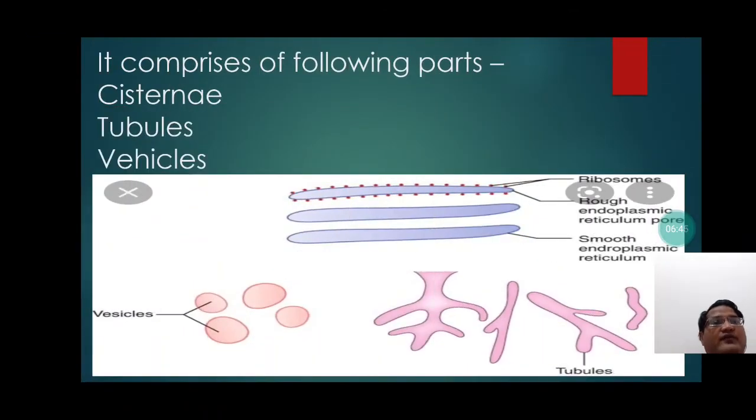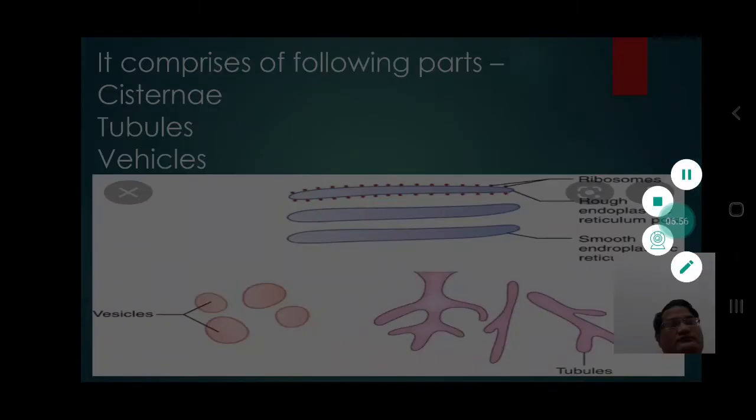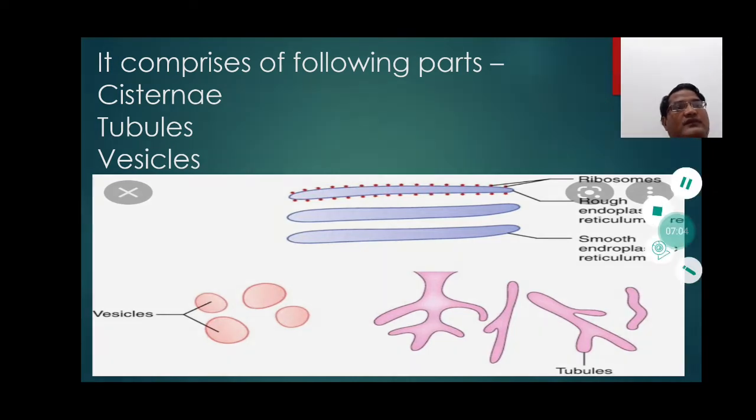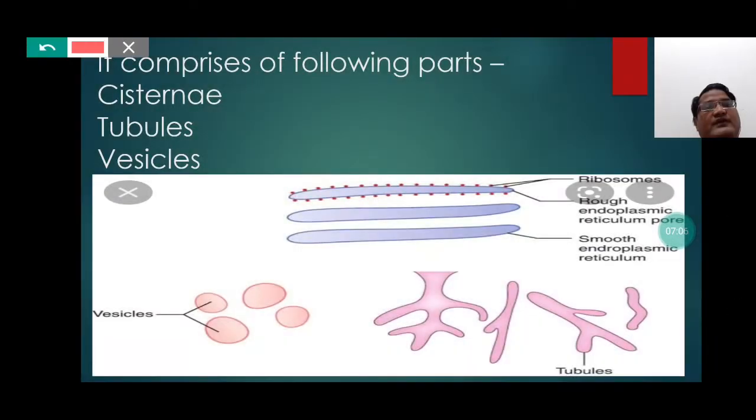It comprises the following parts: cisternae, tubules and vesicles. So students, the most important part of the endoplasmic reticulum is the presence of its important components, which are cisternae, tubules and vesicles.